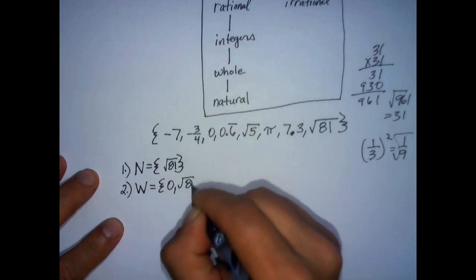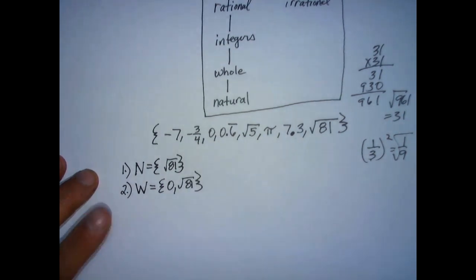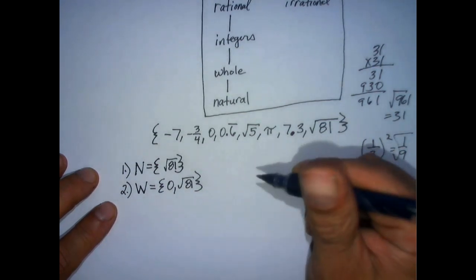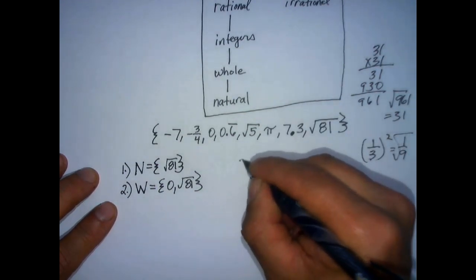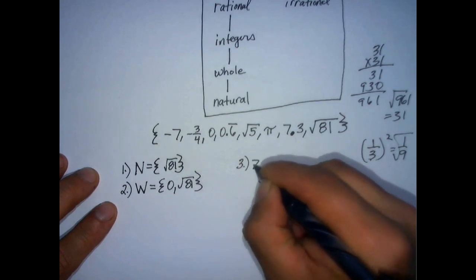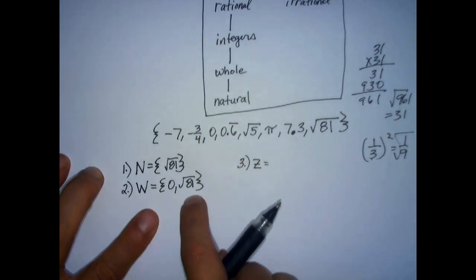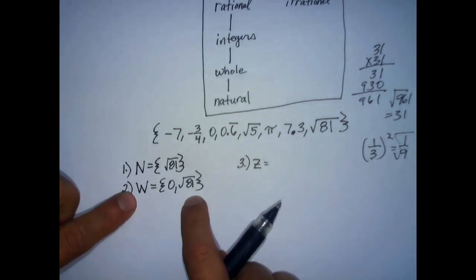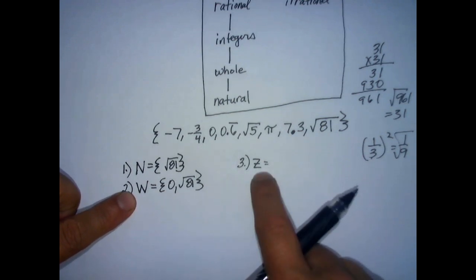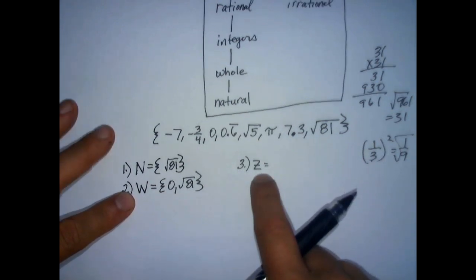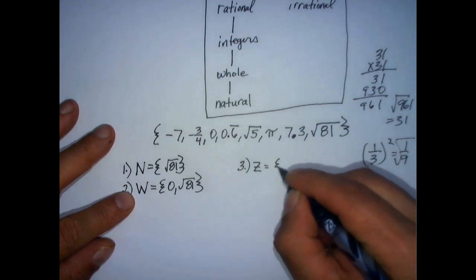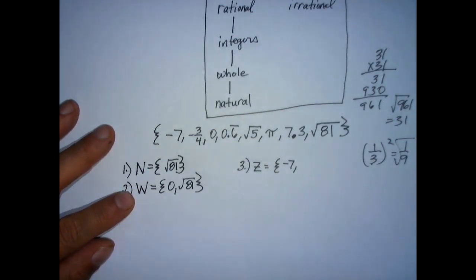Good. Alright. Now we're going to list the integers. So we already know two of the integers. What are they? No, they're 0 and square root of 81. You see how all these are going to belong to this already. Okay? And then we'll find -7. You're right. And I think that's it. Yeah, that's it.